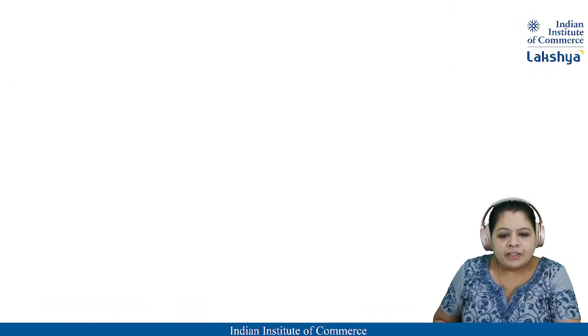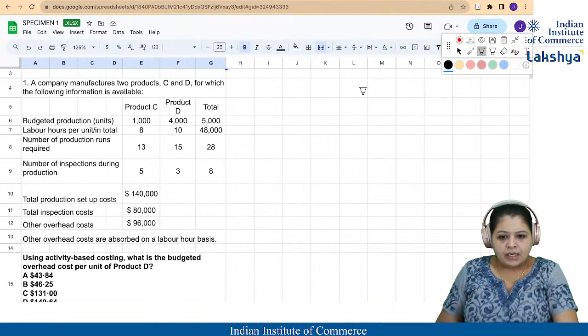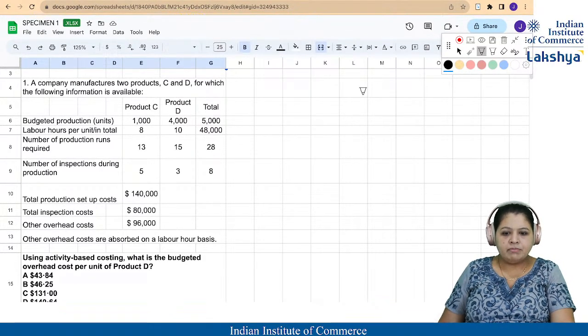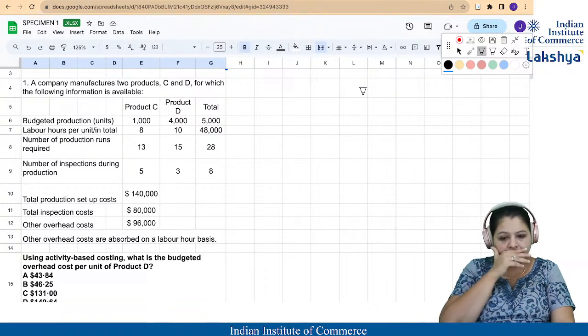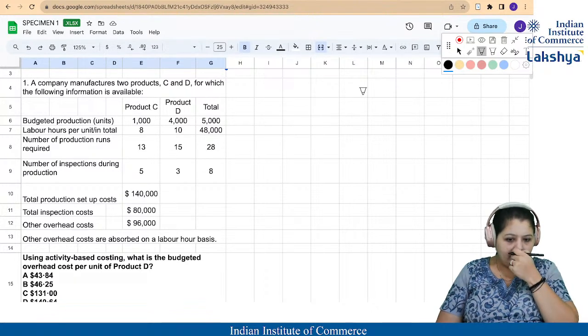A company manufactures two products, C and D, for which the following information is available. Budgeted production, which is 1,000 and 4,000. Labor hours per unit in total, which is 8 and 10. Number of production runs, 13 and 15. Number of inspections during the production, 5 and 3. Right? So the total production setup cost is given, which is 1,40,000. Total inspection 80. Other overheads 96, and other overhead costs are absorbed on a labor hour basis.